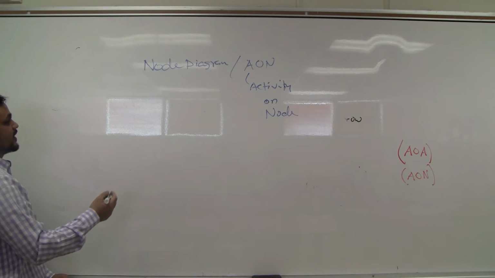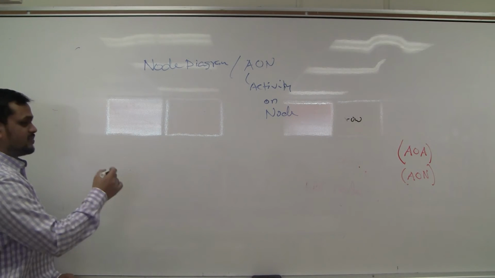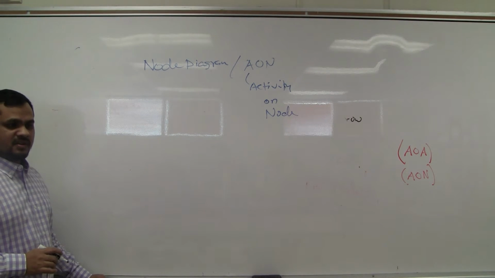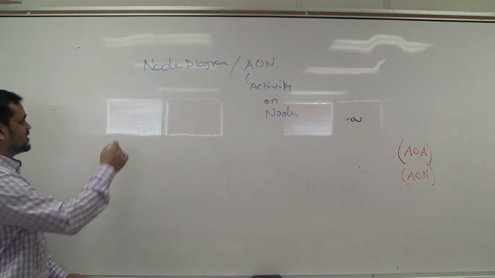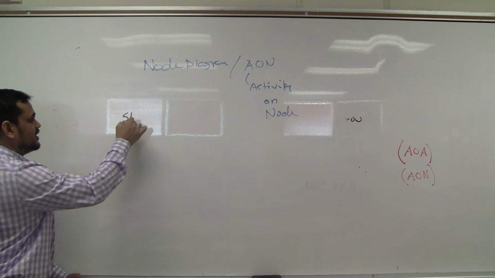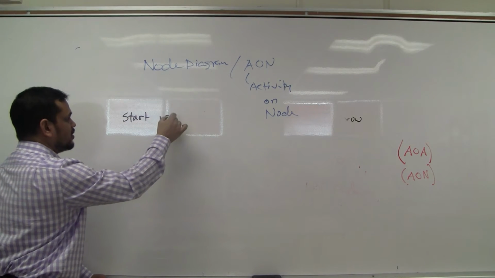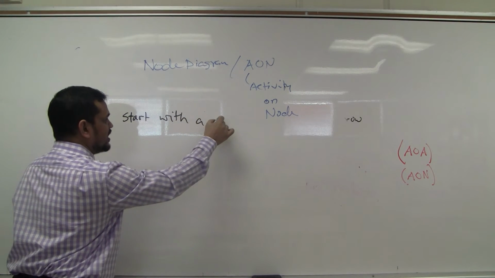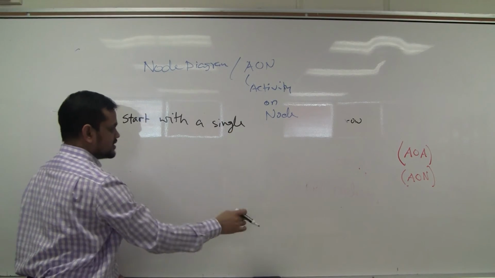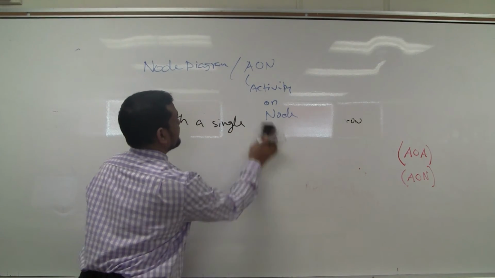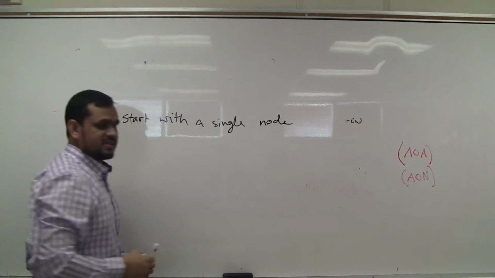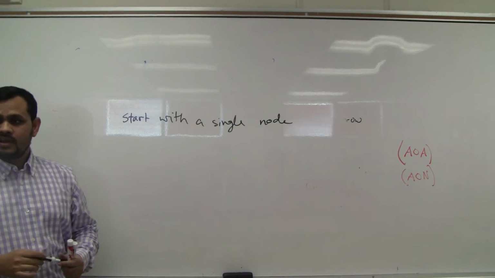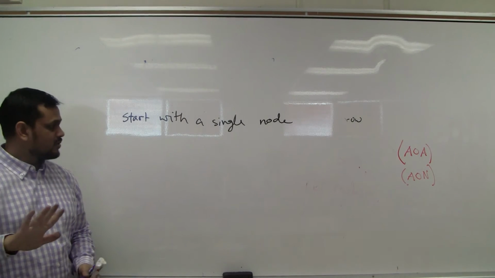Some rules, yes. Not many rules, but 2 to 3 rules are very important. So number 1, start with a single node. It means it is true for both the arrow diagram and the node diagram.